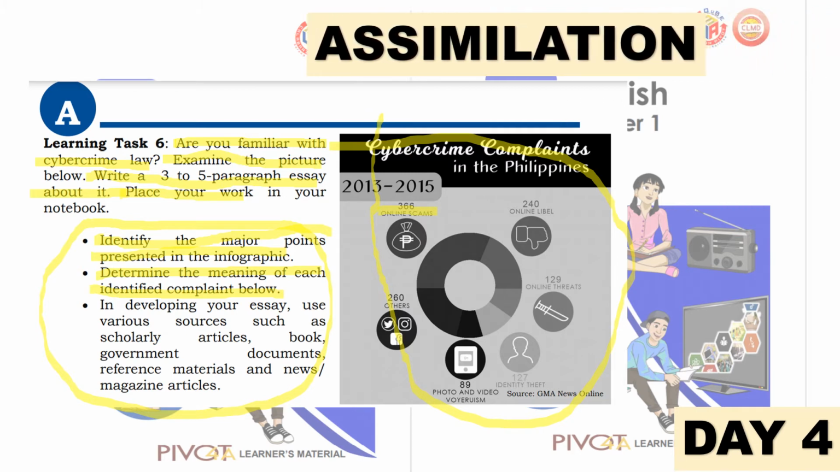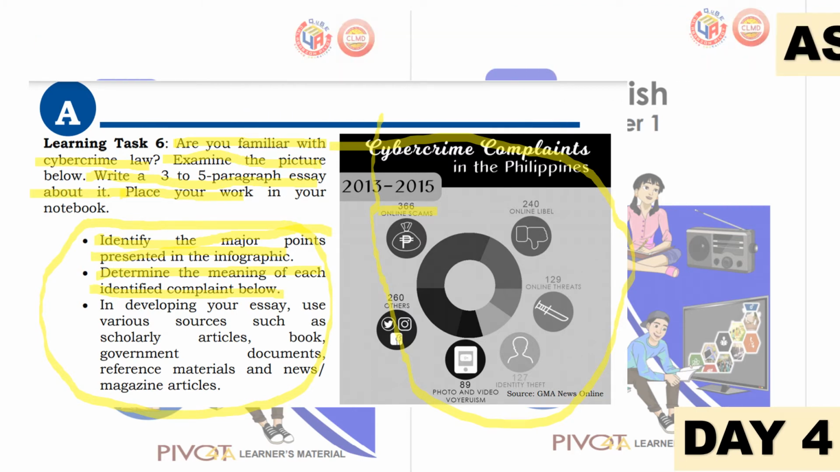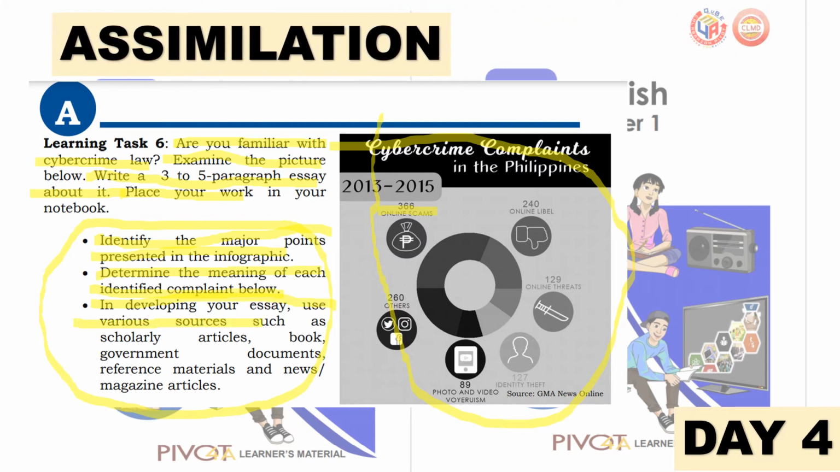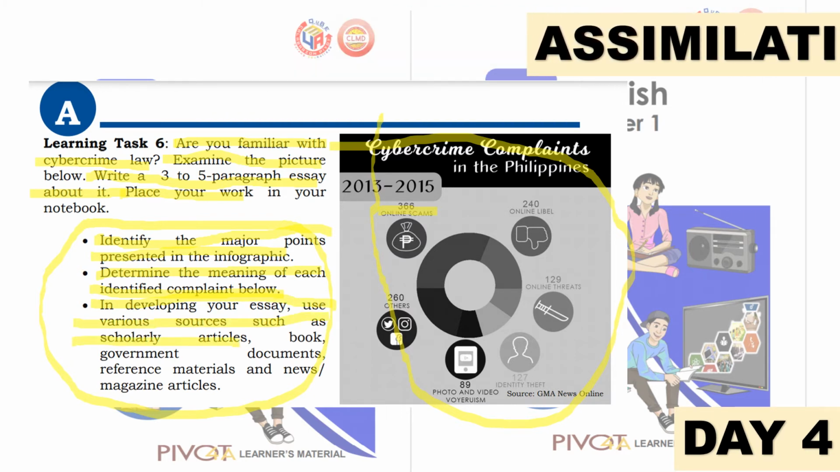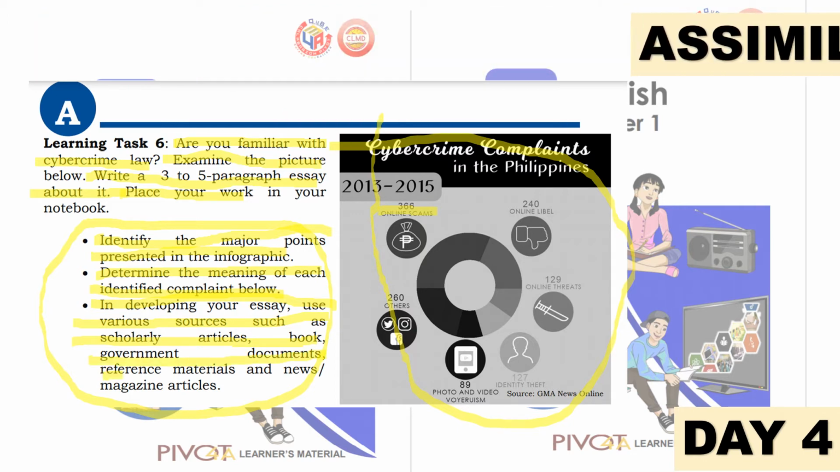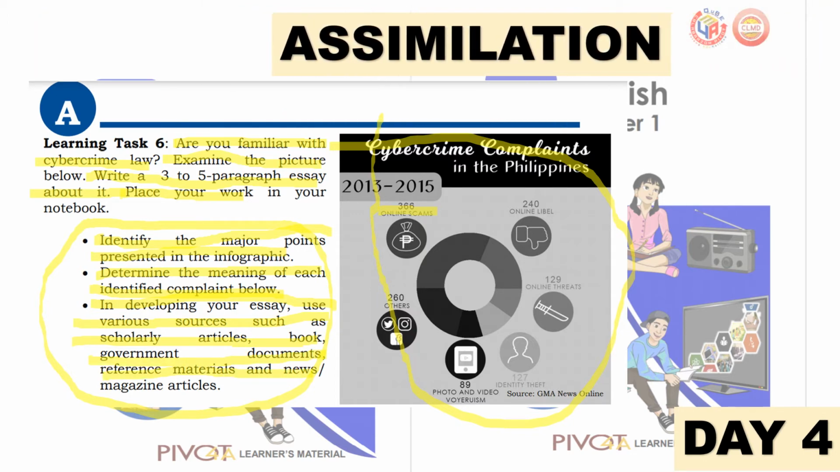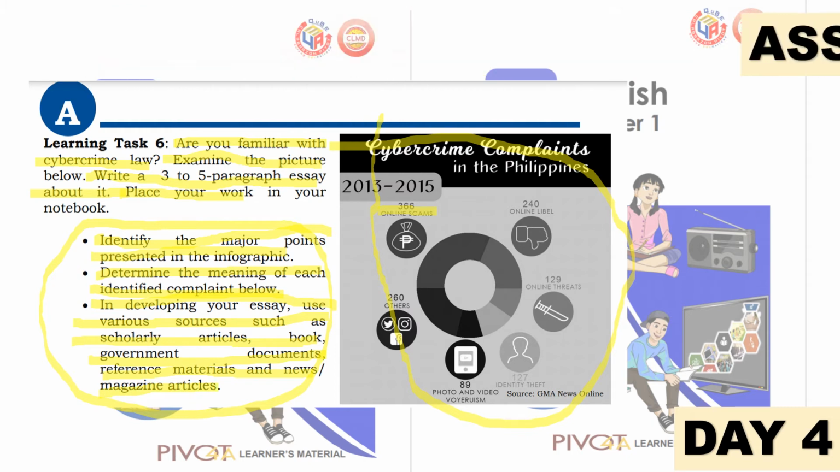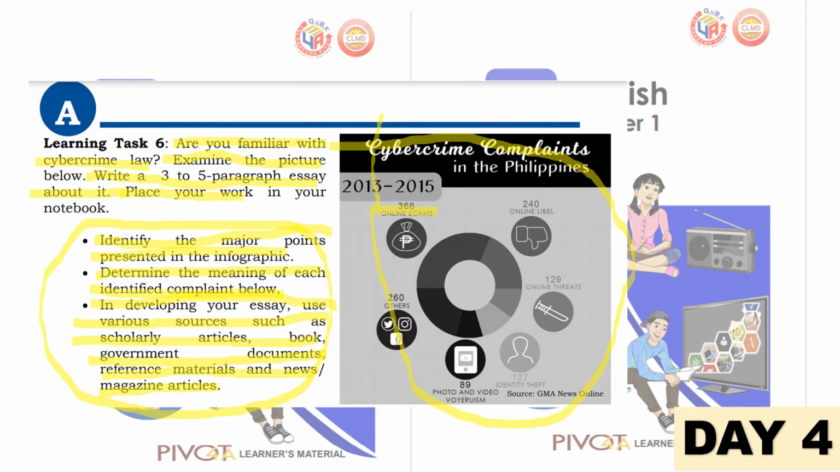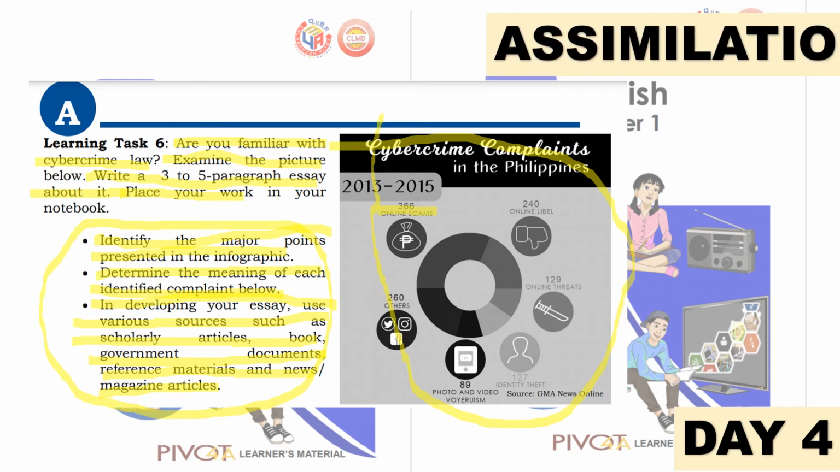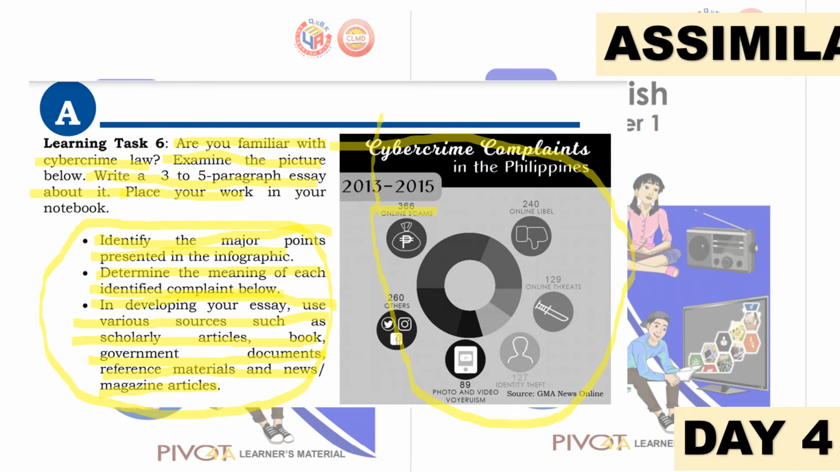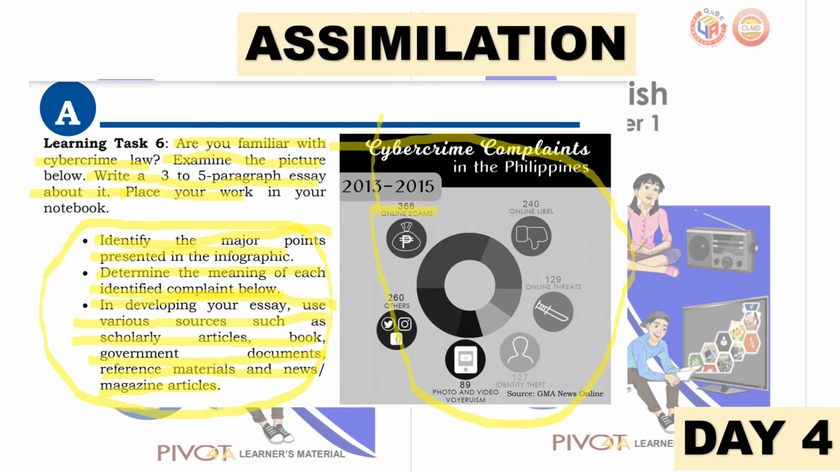Number 3, in developing your essay, use various sources such as scholarly articles, books, government documents, reference materials, and news or magazine articles. This is the part of the Week 4 module where you are going to apply what you have learned about sources of information and how to handle the information.